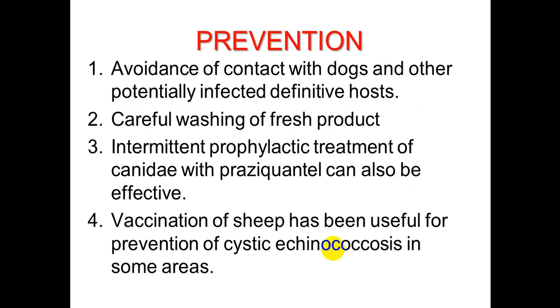Prevention, very easy. Avoidance of contact with dogs and other potentially infected definitive hosts. Careful washing of fresh produce. Intermittent prophylactic treatment of canids with praziquantel, dogs and sheep, and also effective vaccination of sheep has been useful for prevention of cystic echinococcosis in some areas.